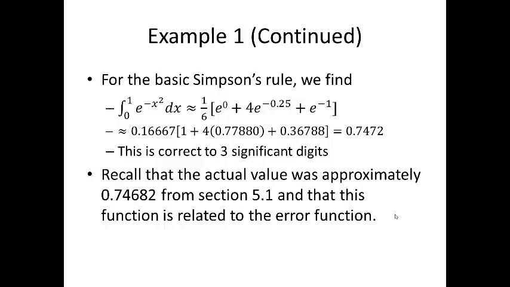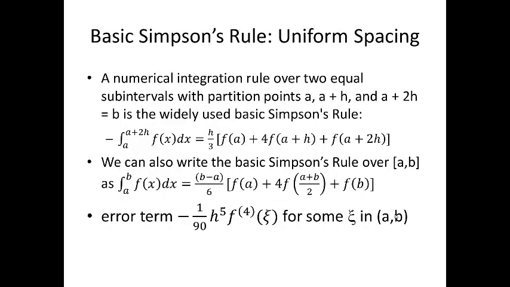We're now going to look at the basic Simpson's rule with uniform spacing. A numerical integration rule over two equal subintervals with partition points a plus h, and a plus 2h equals b is a widely used basic Simpson's rule. We can write it in a couple different forms. One, this form, and we can also write it in this form. This form goes from a to a plus 2h. This form goes from a to b. And so that's where we get b minus a over 6 times f of a plus 4 times f of (a plus b) over 2 plus f of b.